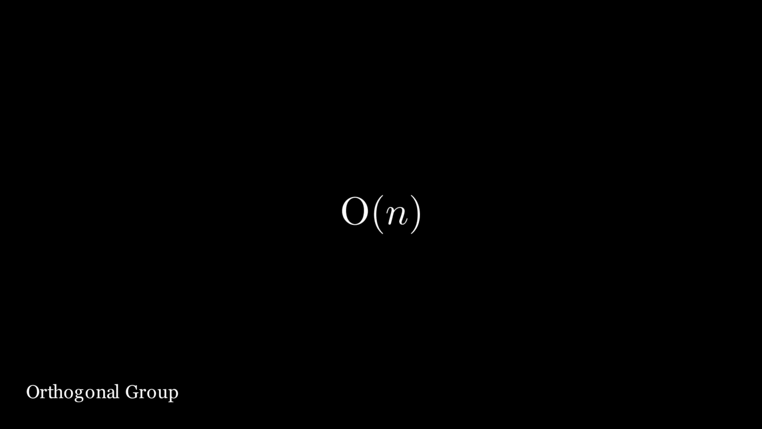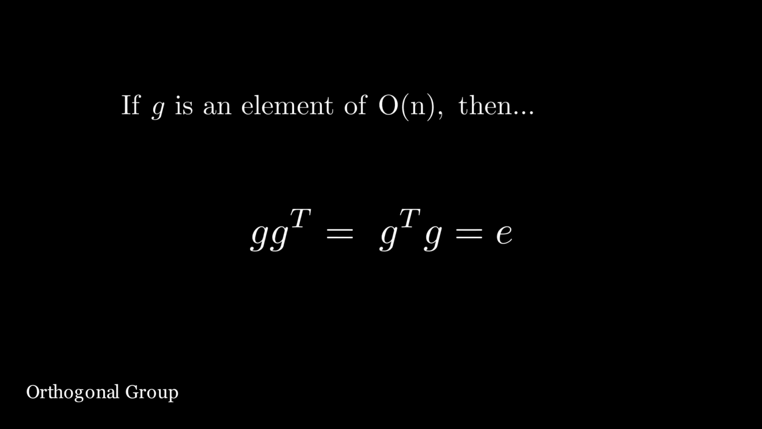The orthogonal group is a broader class of Lie groups than the special orthogonal group, where the restriction of being special is removed. Let us denote it by G. Just like in SON, it satisfies the property G times G transpose equals G transpose times G equals E. However, the determinant is not restricted to 1. Even though the determinant is not restricted, it can only take the values 1 or minus 1.